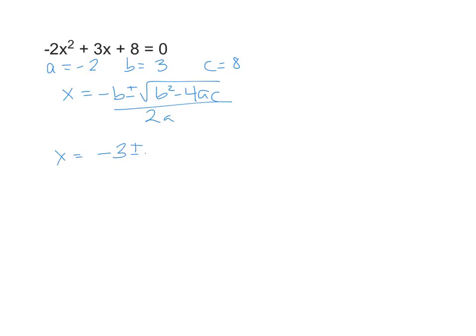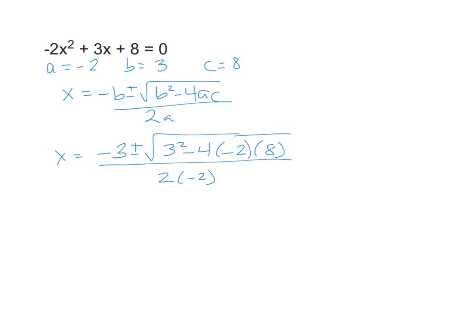Negative 3 plus or minus the square root of 3 squared minus 4 times negative 2 times 8, over 2 times negative 2. Again, the only part that I'm putting in my calculator right now is the stuff inside the square root sign. 3 squared minus 4 times negative 2 times 8 comes out to 73. Is that what you got? Yeah. And now I can split it up into my two answers.